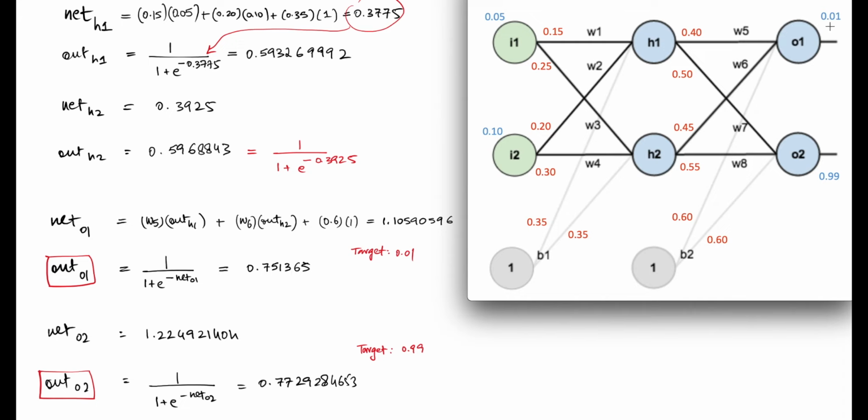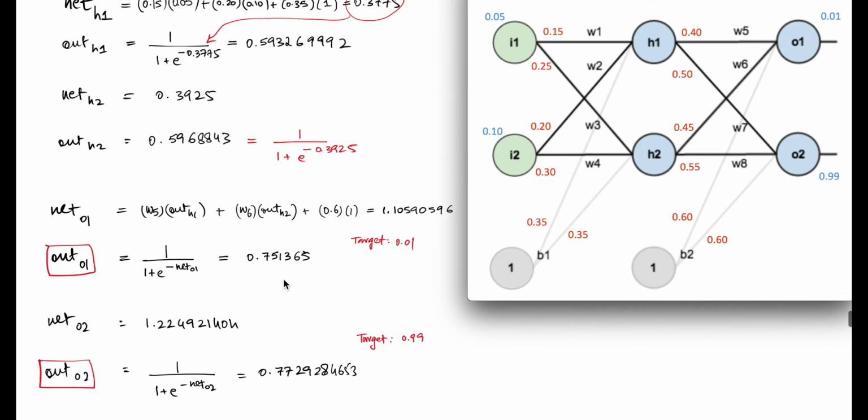Remember, the target was 0.01, but we happen to have 0.751, and there's a lot of difference between these, which is of course a problem. In the same way we set up net O2 and then out O2, and that turns out to be 0.77. However, the target was 0.99. Again, a big discrepancy. So that's a problem that we have.